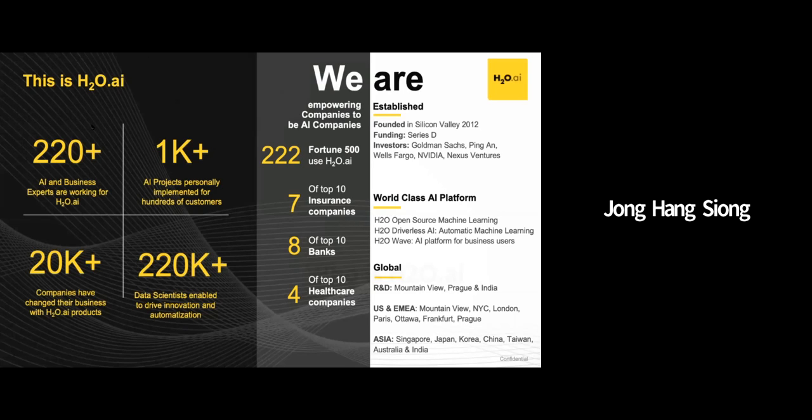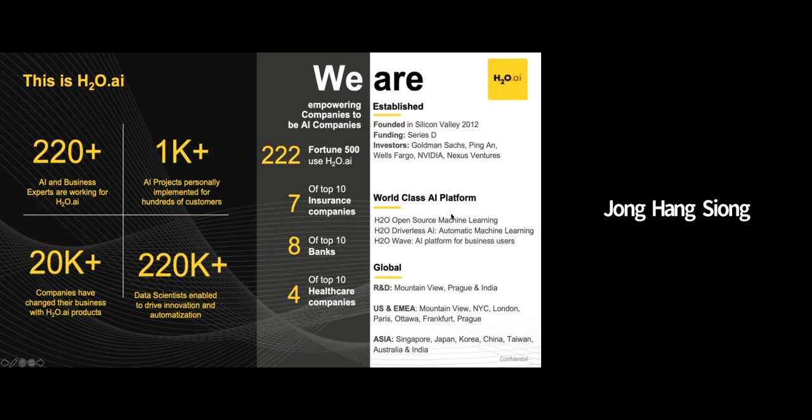Next, I would like to introduce the H2O company. This is a brief snapshot of who we are. H2O was founded in 2012 in Silicon Valley, and we have completed the Series D of funding. Our major investors are Goldman Sachs, Ping An, Wells Fargo, NVIDIA, and so on. I would like to briefly talk about NVIDIA. NVIDIA is commonly known as a company that manufactures graphics processing units, GPUs. Because of this, the algorithms in H2O are able to leverage the GPU to accelerate machine learning.